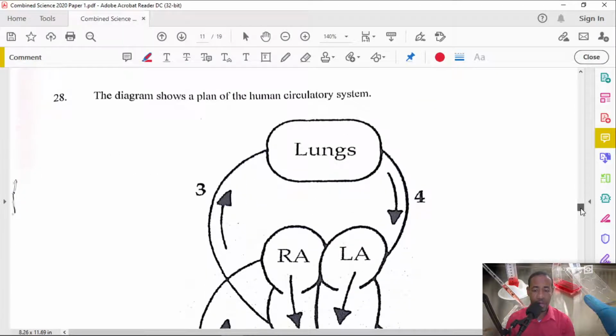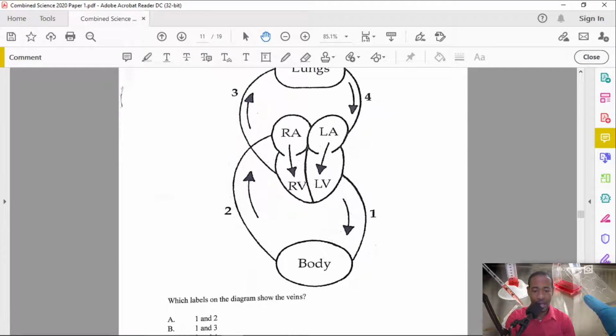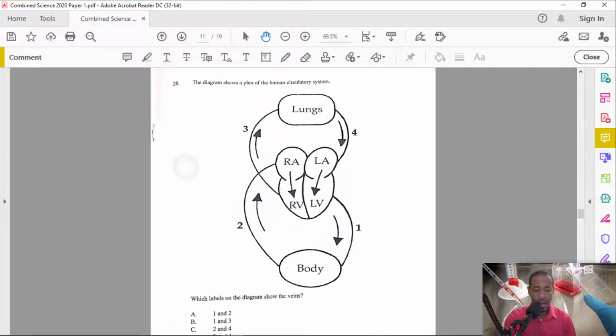Now, question number 28. This is the diagram shows a plan of the human circulatory system. This diagram is a cool diagram. All right, let's zoom into it so you can see the whole thing. All right, so the diagram is that. So you have the heart here, and you have the right atrium, you have the left atrium, right ventricle, left ventricle. Very cool diagram, the body and the lungs, right?